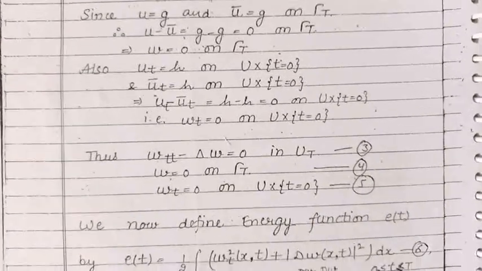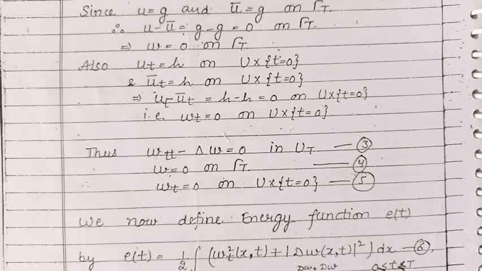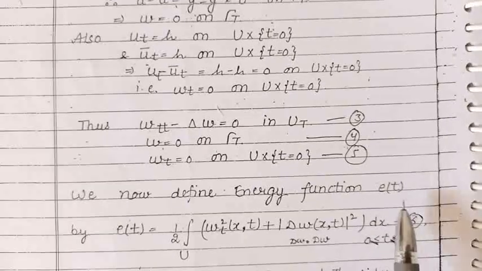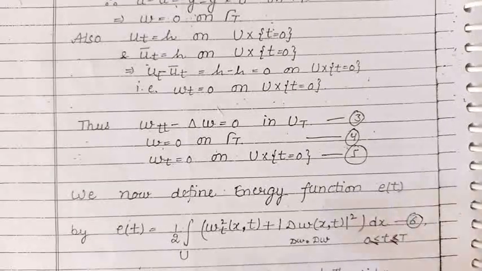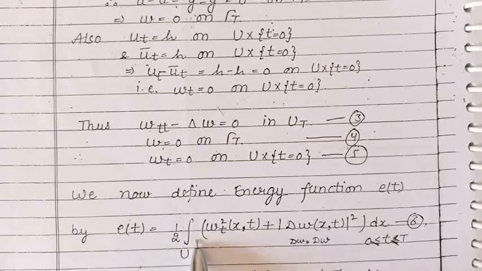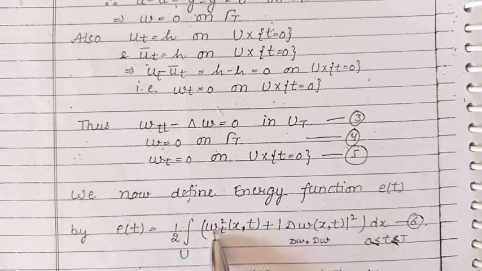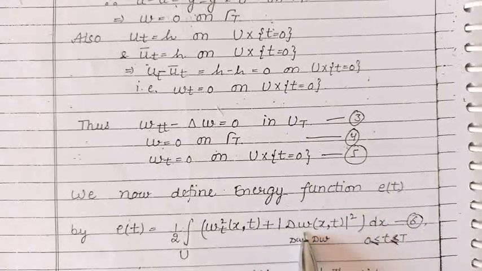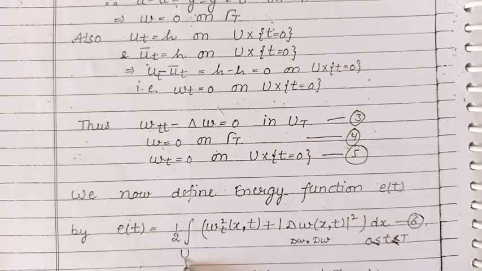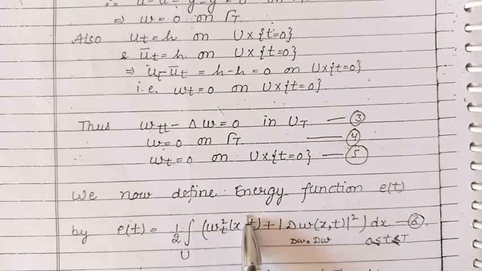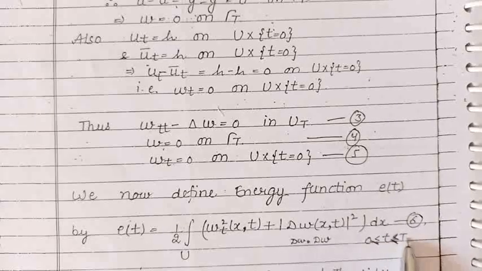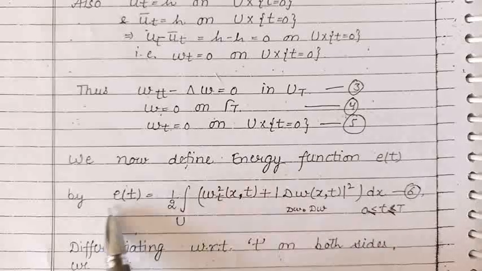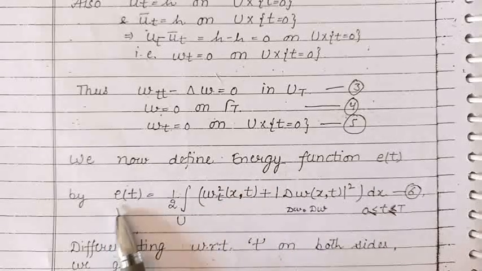Now let us define the energy function, which we have denoted by E, and this is a function of t. It is defined by half of the integral of (∂w/∂t)² plus the square of |Dw| over the set U. Here t belongs to the closed interval 0 to T. Now we are to prove that this energy function is a constant function.